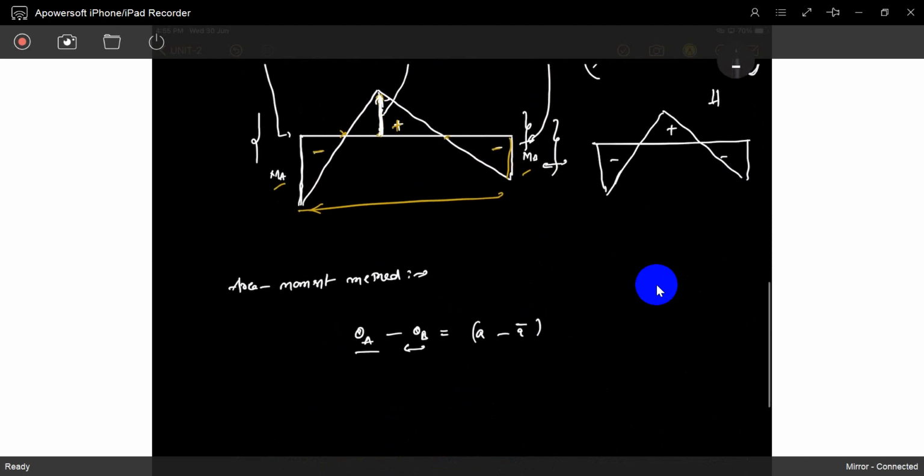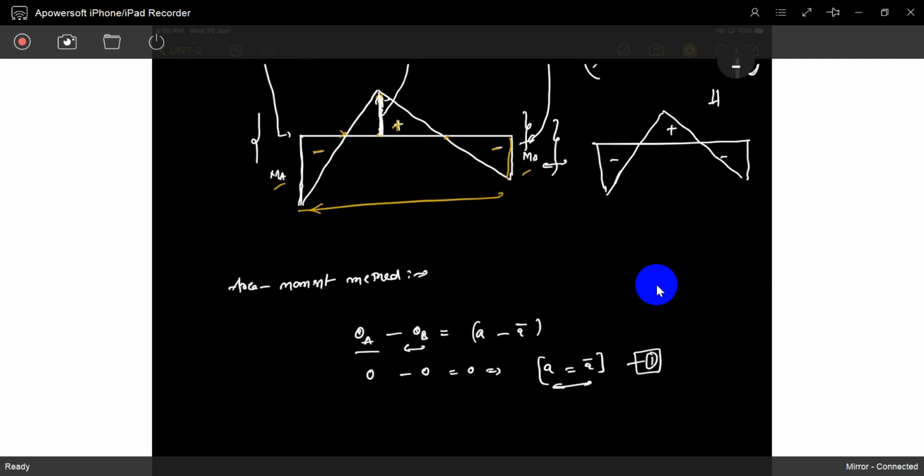So if you observe, theta A is 0 and theta B is also 0. So 0 minus 0 will be 0. That means A is equal to A dash. That is the first extra equation. Sir, what does that mean?